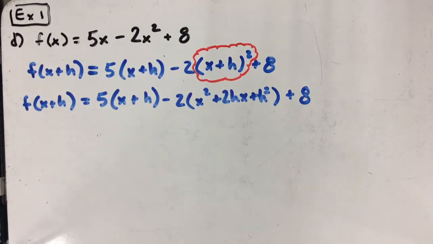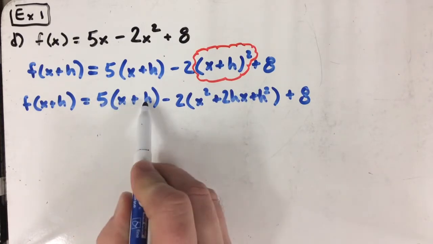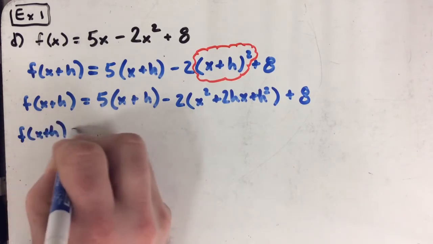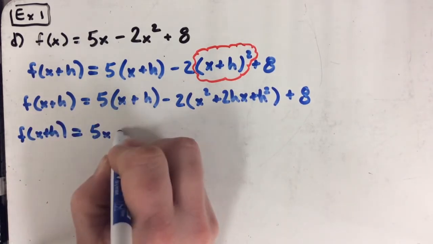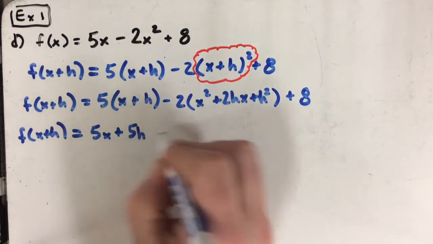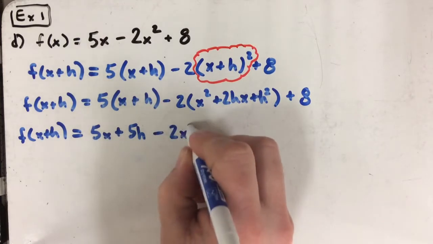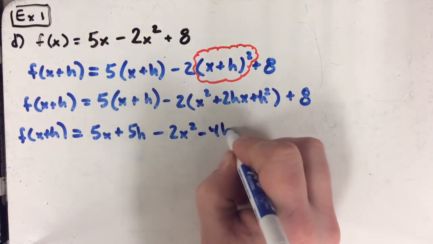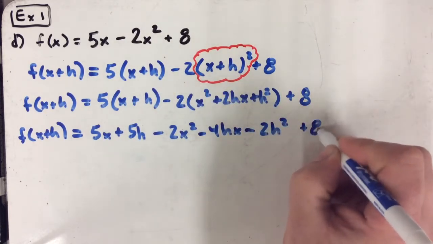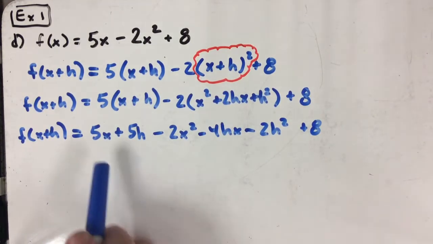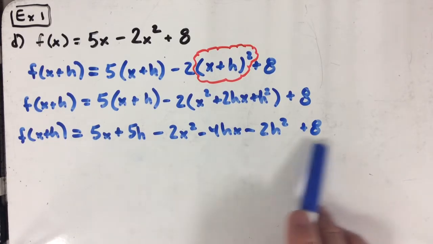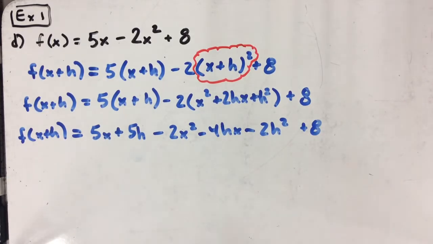In our next step, what we're going to do is use the distributive property to get rid of the parentheses here and here. So f of x plus h is equal to 5x plus 5h. And then distributing that negative 2 through, we would have a minus 2x squared minus 4hx minus 2h squared, and then on the end, that plus 8 again. If there are any like terms here, we should combine them together, but there's not. That is what f of x plus h is equal to after we simplify it as much as we can. It doesn't look very simple, but that is as good as it gets.